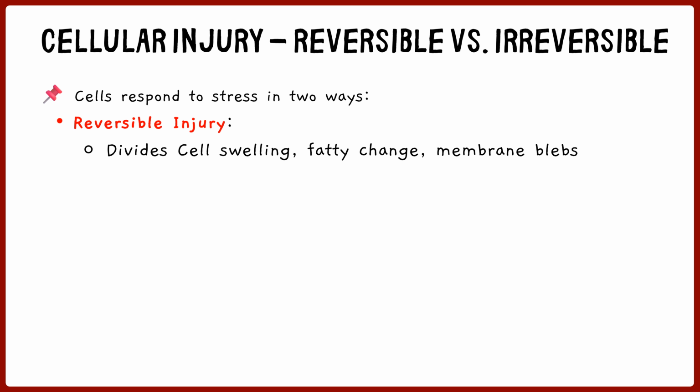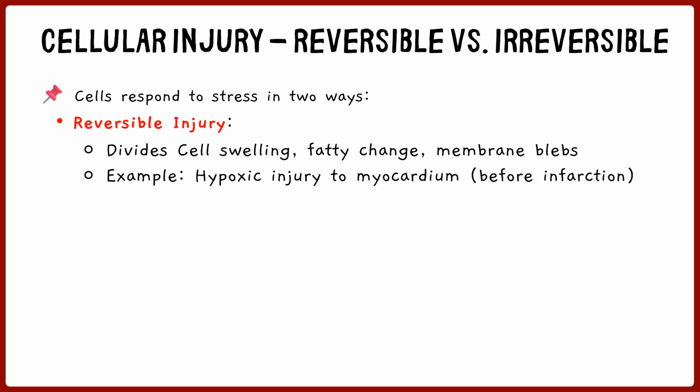The hallmark features of the reversible cell injury is usually cell swelling. So, because there's going to be disruption in the ion balance, the water is going to be entering into the cell, and the cell is going to be swelling. There can be fatty change that can occur in organs like the liver. You can also have membrane blebs, which means that the cell surface bulges. A great example of reversible injury is going to be hypoxic injury to the myocardium. So before a full-blown infarction happens, the cardiac cell can still recover if the blood flow is restored in time.